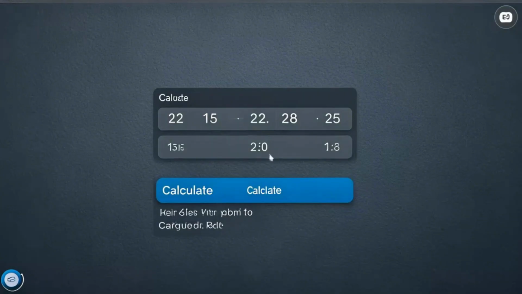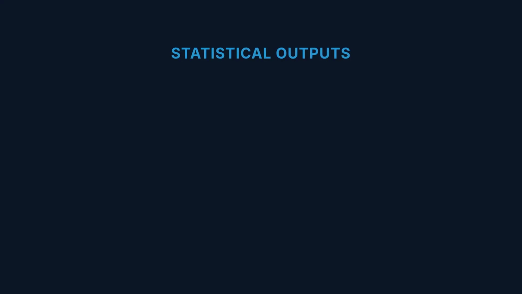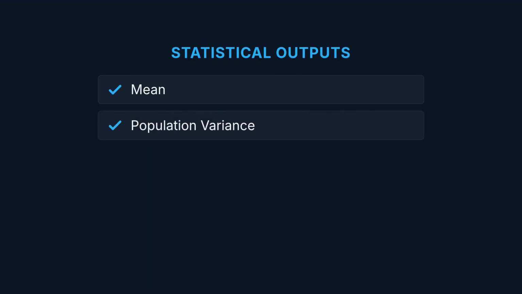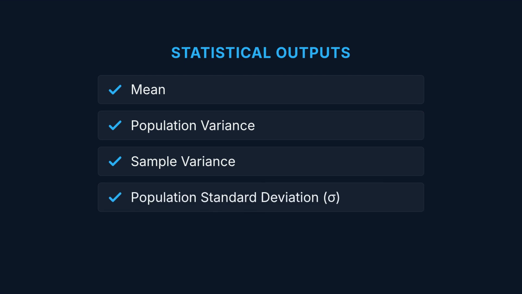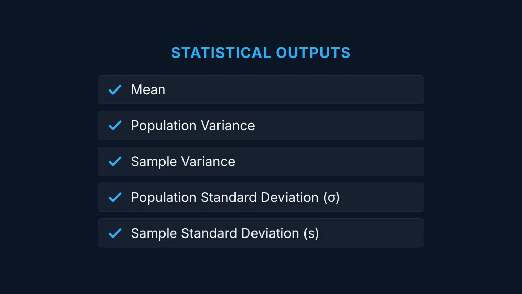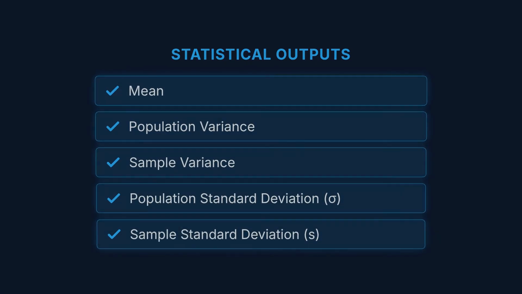Our standard deviation calculator computes all 5 key outputs simultaneously from a single set of numbers. Enter your data, comma separated or space separated, then hit calculate. You instantly get the mean, the population variance, the sample variance, the population standard deviation, and the sample standard deviation. All 5 side by side in clearly labeled boxes. No switching modes, no re-entering data.